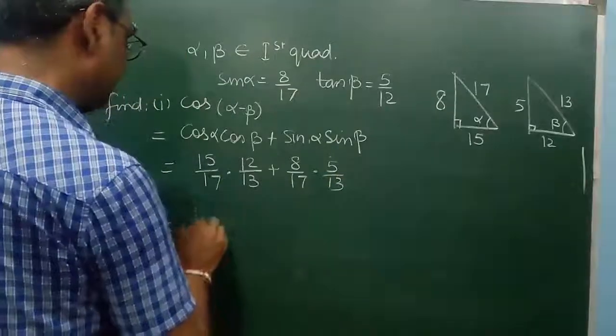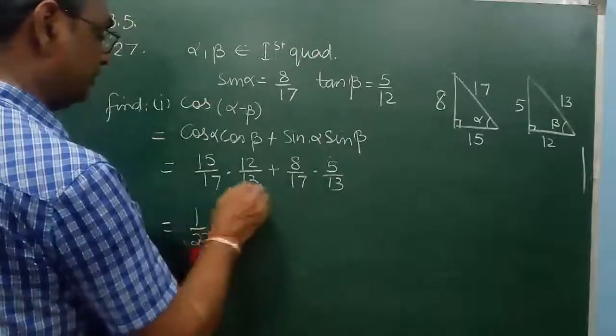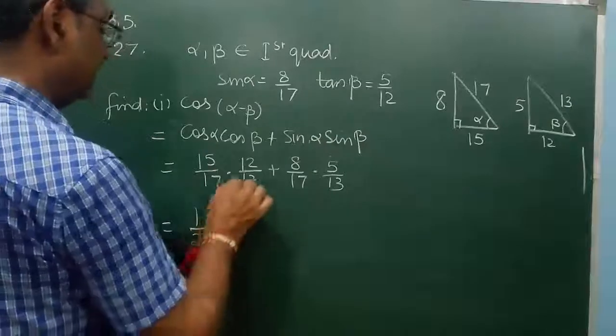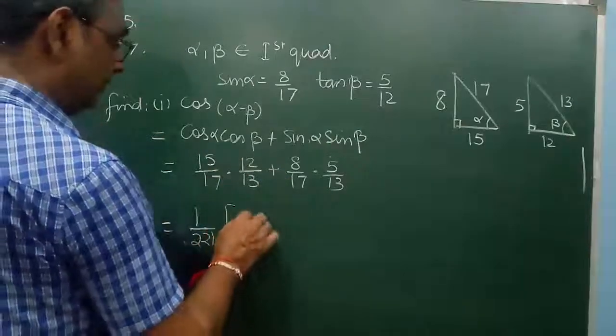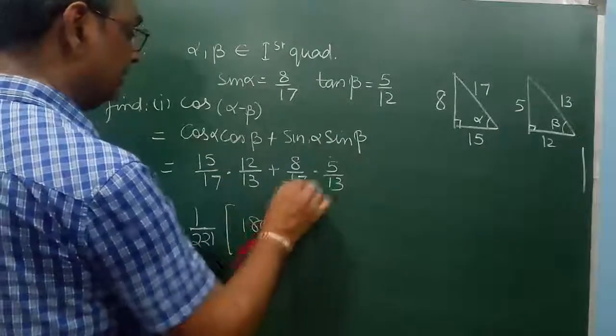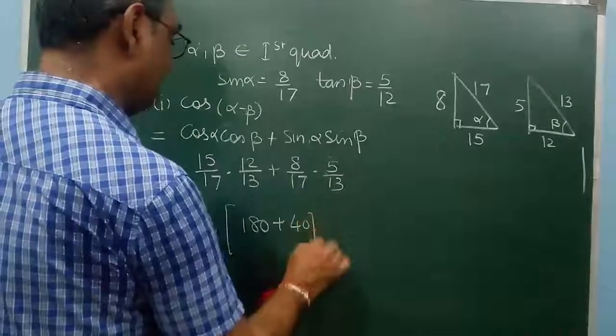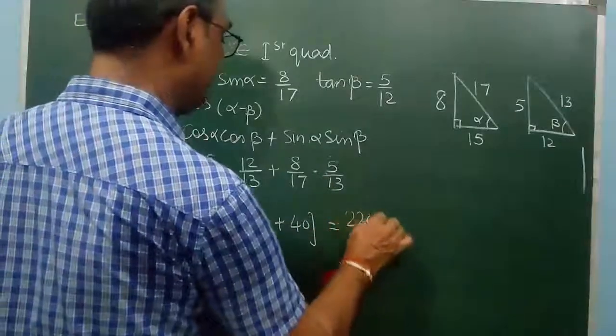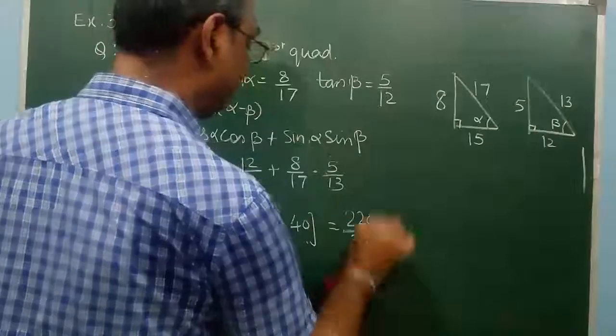Here this is 1 upon 221, which we have solved previously. Now it will be 15 into 12, 180, plus this is 40. So the answer will be 220 upon 221.